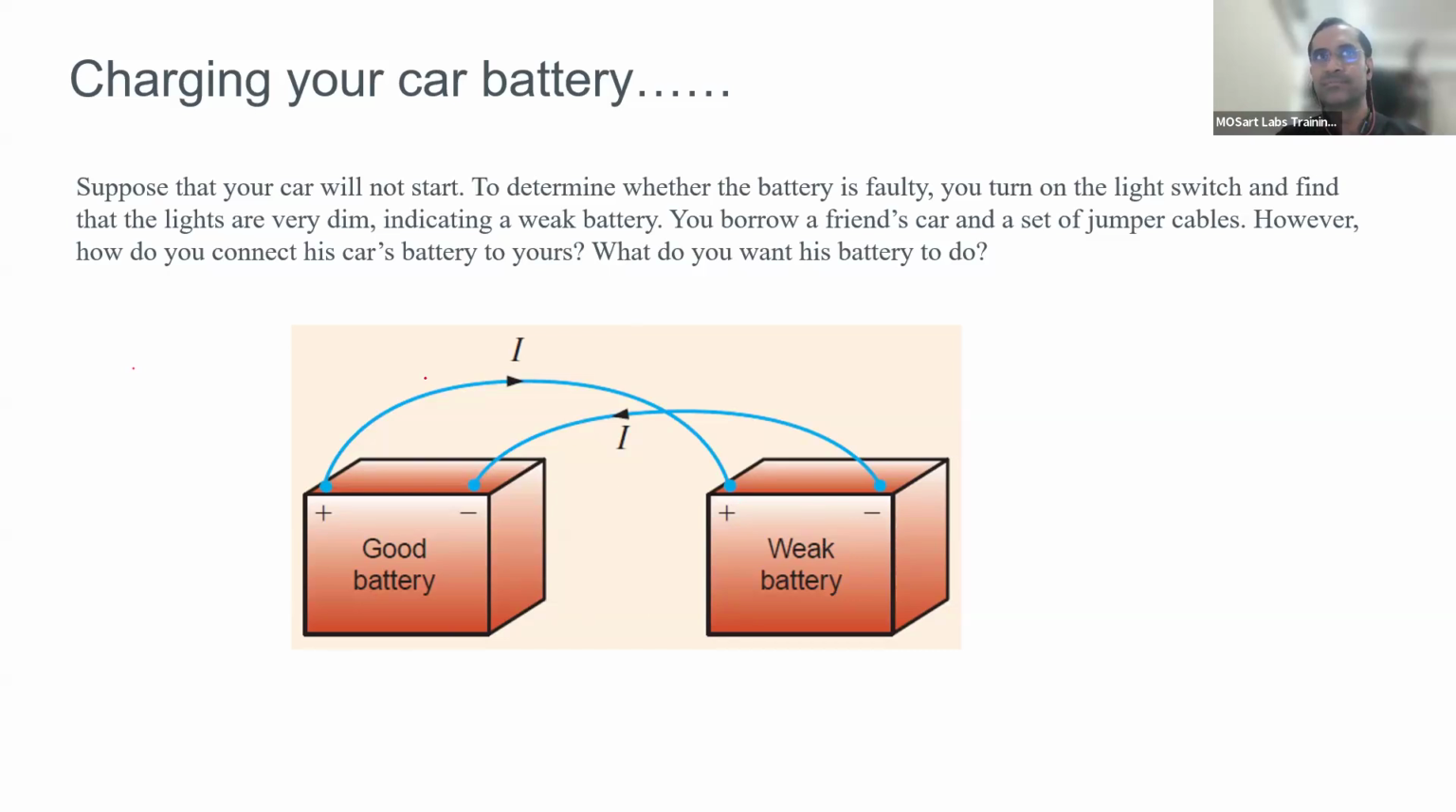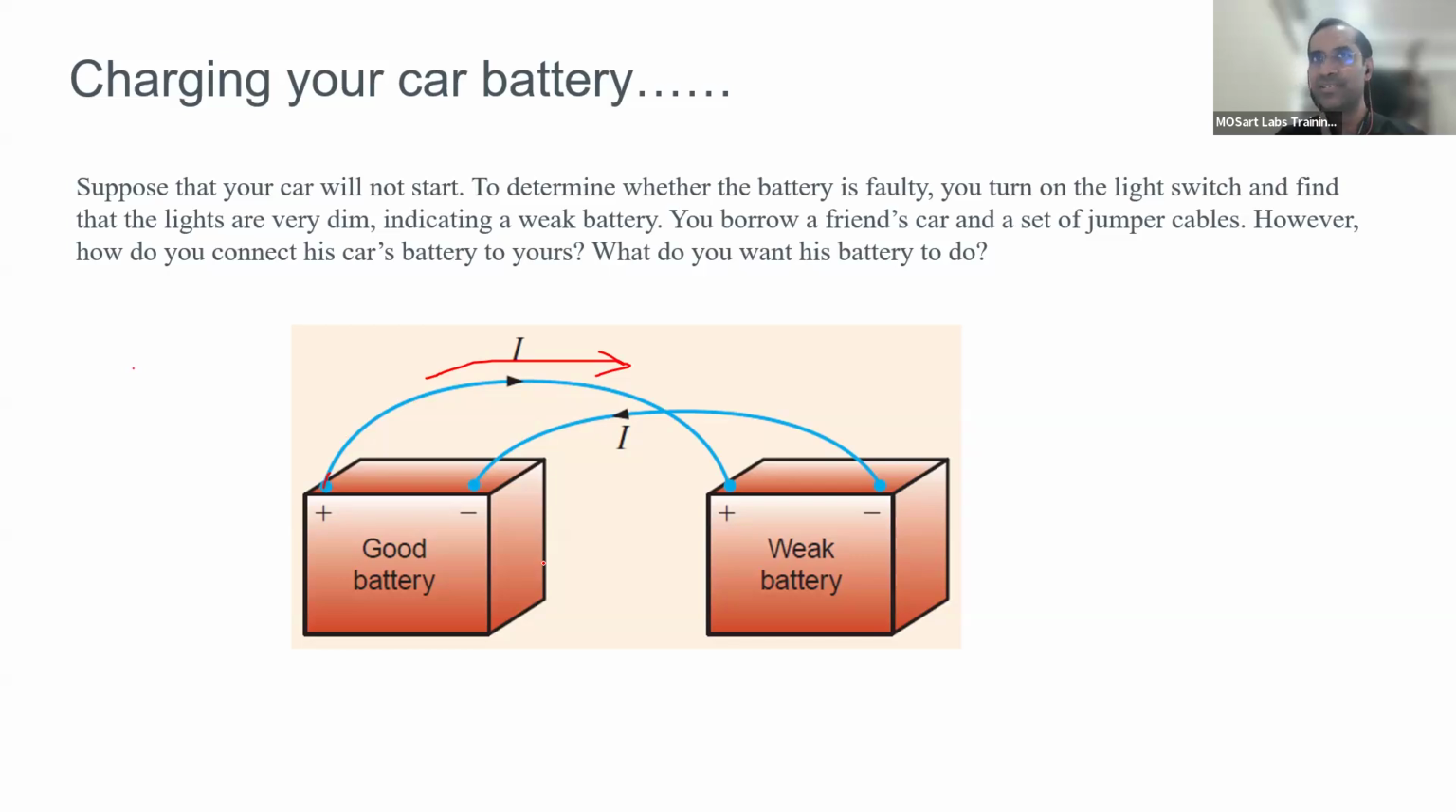It is sending some charge. You can think of a charge in a given time as basically a current, right? So from the good battery, there is energy that is getting transferred to your weak battery. Okay. And keep in mind, there should always be a return current path.